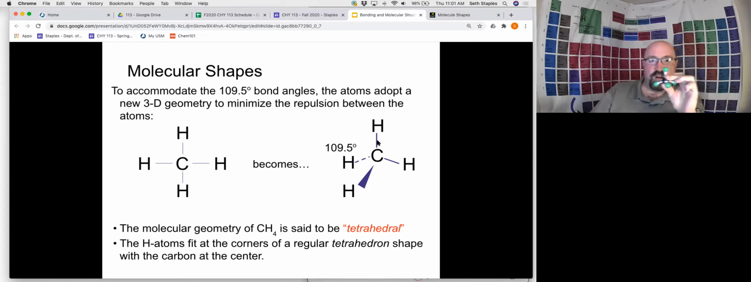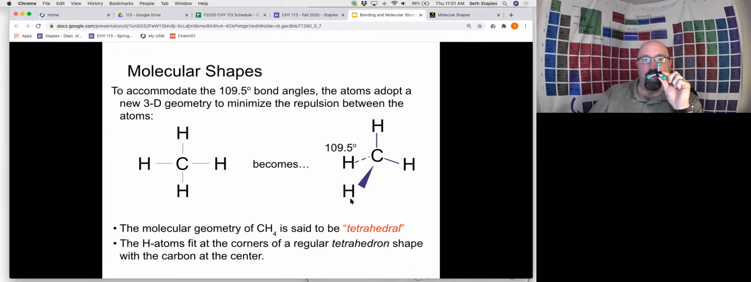And so here's our methane here. We have our carbon here in the middle. This, and I'm trying to hold this as flat to the screen as I can, this hydrogen and this hydrogen are within this plane, are within the plane of the paper, so to speak. And so they would represent these two here.